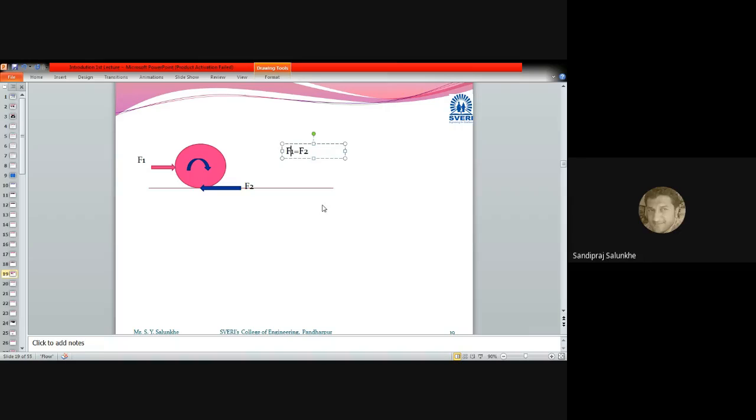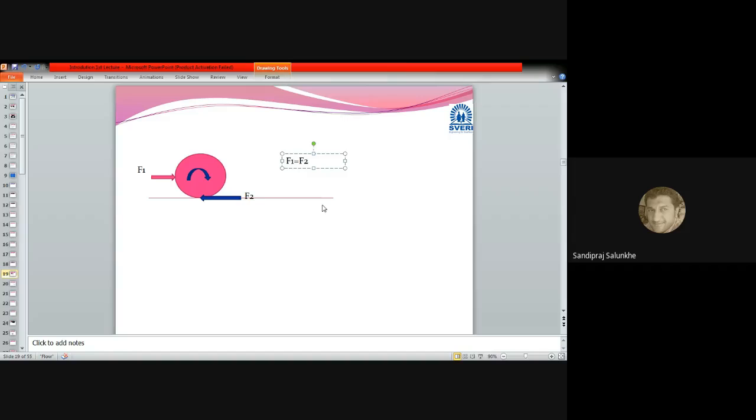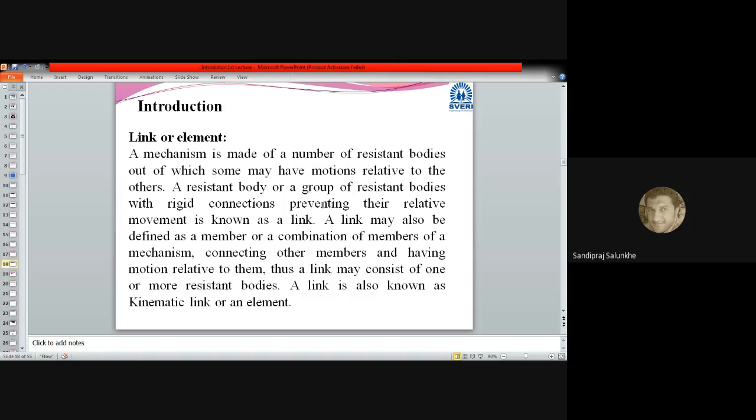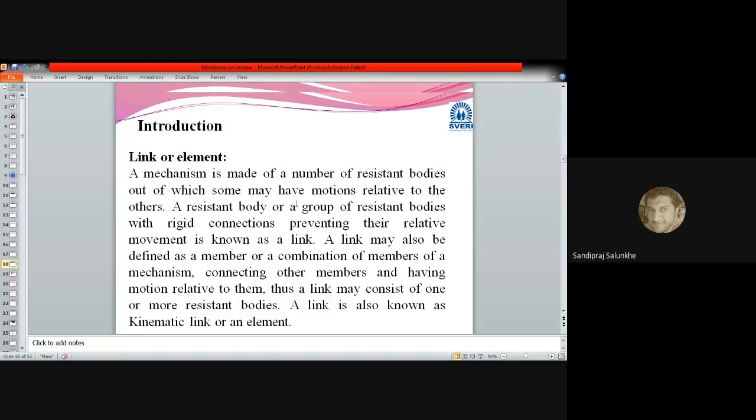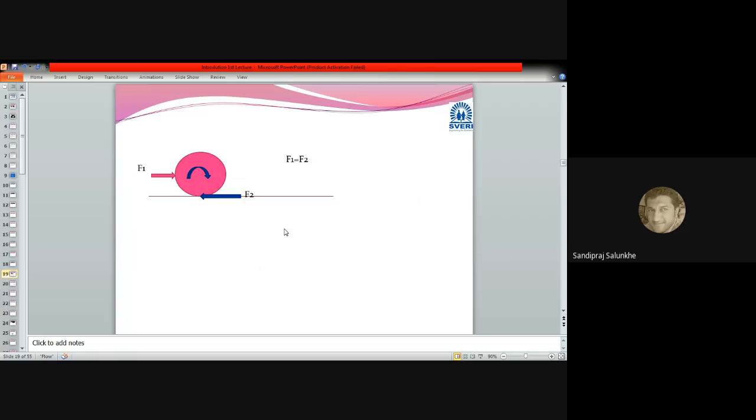Yes, sir. Okay. Somebody else was talking, may I know who it is? Yes, sir. Because both the forces are equal, the wheel will stay at rest position. Rest position, right. May I know your name? Muntasim Baijan, sir. Yes, Muntasim. As you and Soham explained, it will remain at the rest position.